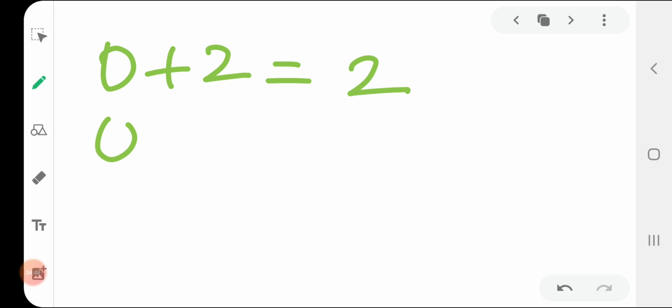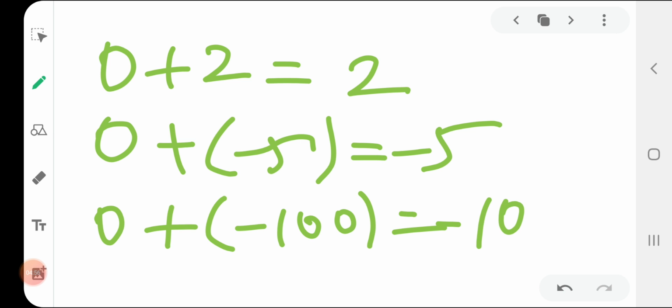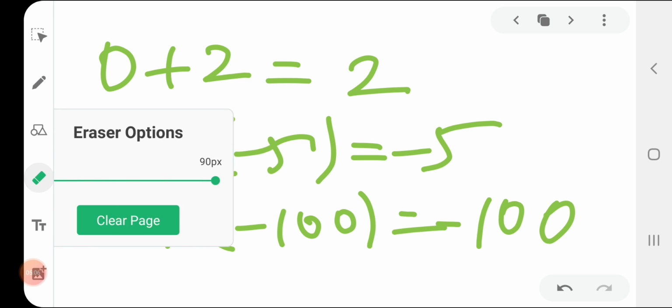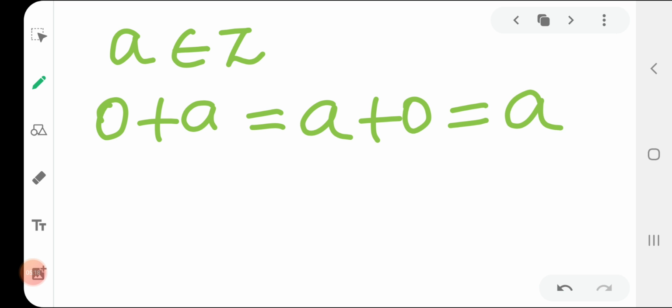We can take 0 plus 2 also, it will be 2. 0 plus minus 5, it will be minus 5. 0 plus minus 100, it will be minus 100. So when we add with 0, the original identity of the number is not changed. So 0 is called the additive identity. We can generalize this condition. A is an integer, A belongs to Z. 0 plus A equal to A plus 0 equal to A. Then 0 is called the additive identity.